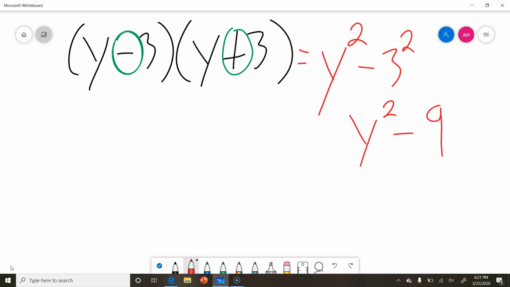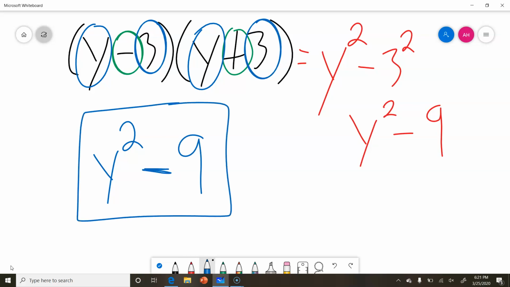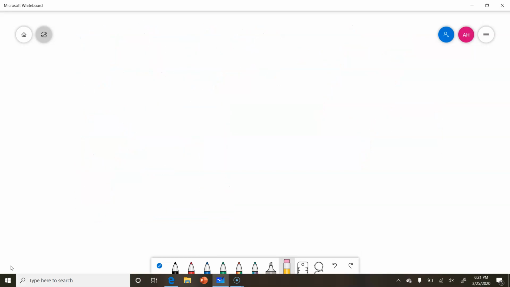All we have to do in a problem like this is take the first term and square it, y times y, and then take the second term and square it, 3 and 3, which is 9, and it's always a minus in between. And that, ladies and gentlemen, is our final answer. So let me do another one real fast with a clear slate.